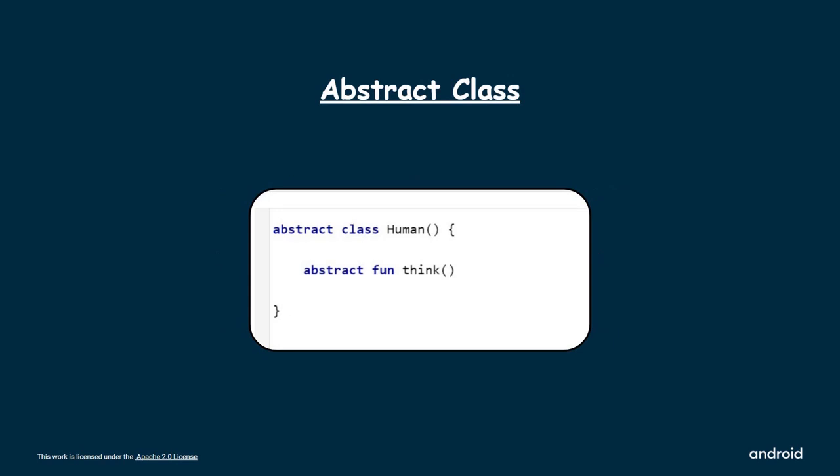Look at this example where we defined a class with the abstract keyword, which makes this class an abstract class. This class has an abstract function think. An abstract function does not have any body and it has the abstract keyword before the function name. As we can't create objects of this class, if we want to use the features of this class, we have to use the concept of inheritance and inherit the features in another class by extending this class and overriding the think function. So let's see how we can do so.